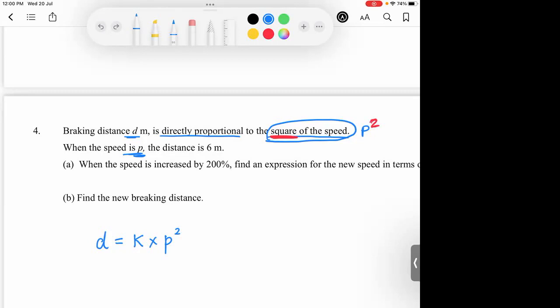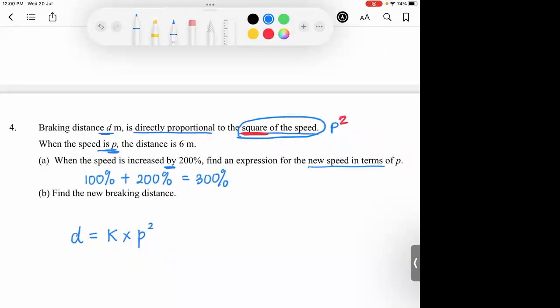Let's see part A. Part A says when the speed is increased by 200%, so originally 100%, increased by means I add another 200%. What does it become? Yes, becomes 300%. They say find an expression for the new speed. So originally 100% was P. 300% now becomes what? 100% is P. Yes. Billy's got 3P. So 300% now is 3P.